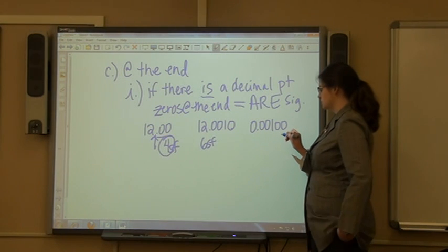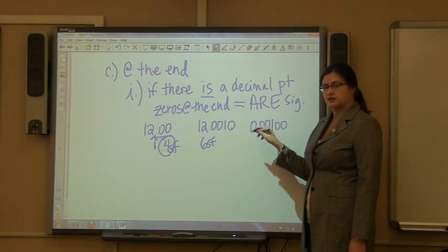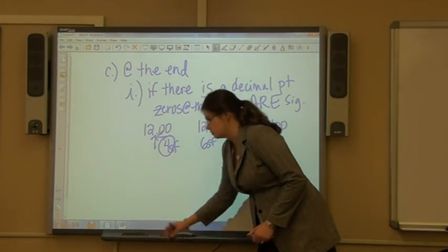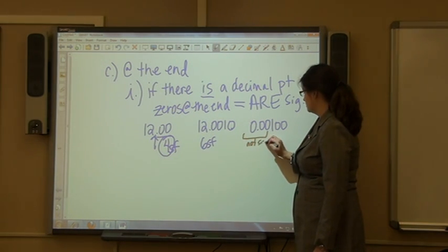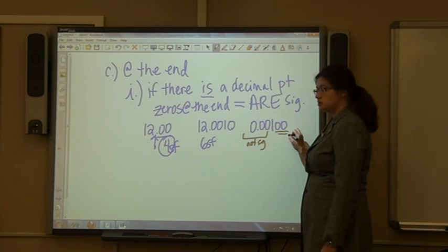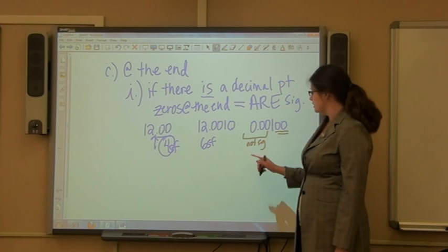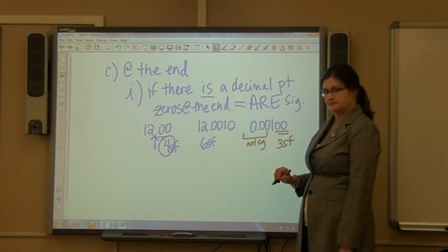Here's a tricky one. Here you have the case where you have zeros at the beginning of a number and at the end of the number. Remember from our previous discussion that zeros at the beginning of a number are not significant. That number 1 is always significant. And now here these 2 zeros are significant because they're at the end and there's a decimal place. So how many total significant figures? 3.